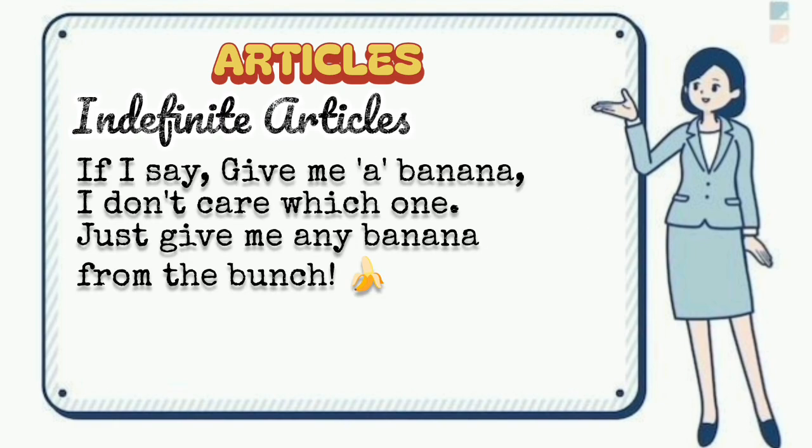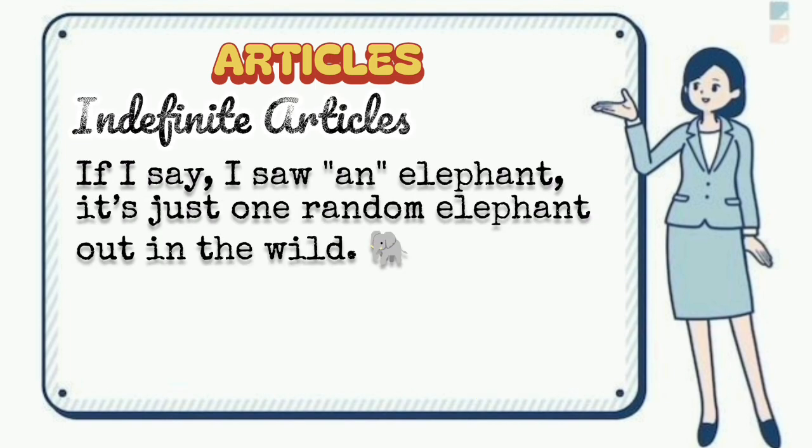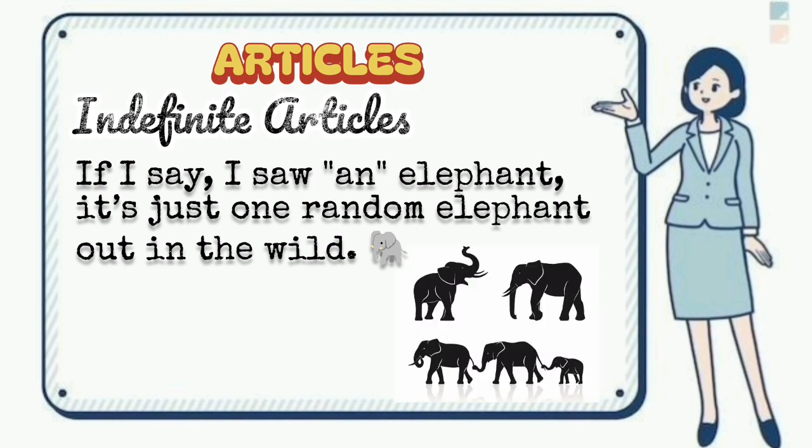Let's comprehend this with some examples. If I say give me a banana, I mean that I do not care which one. Just give me any yellow banana from the bunch. And if I say I saw an elephant, it means that I am just talking about one random elephant out of all. Do you see that indefinite articles are not difficult to understand?